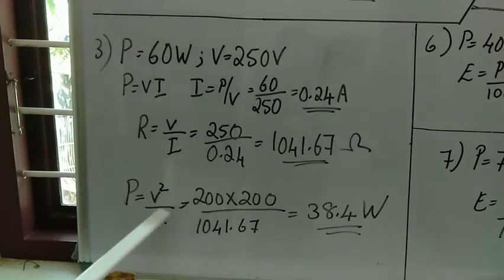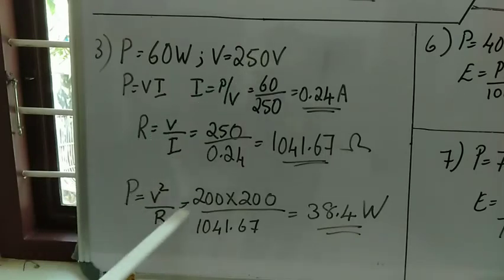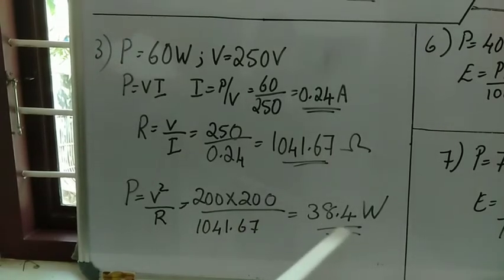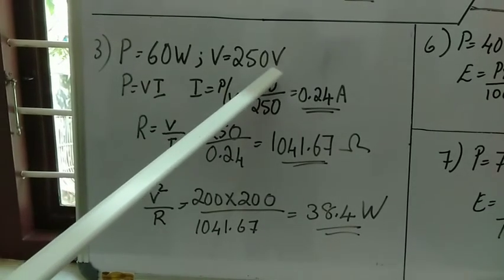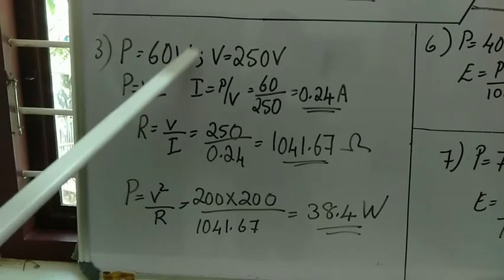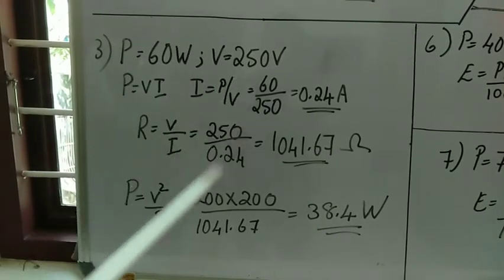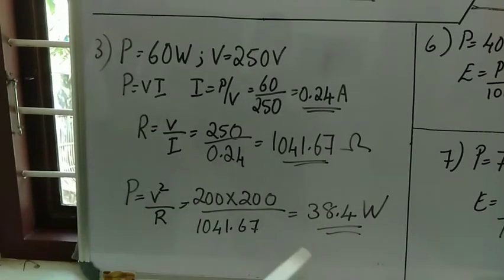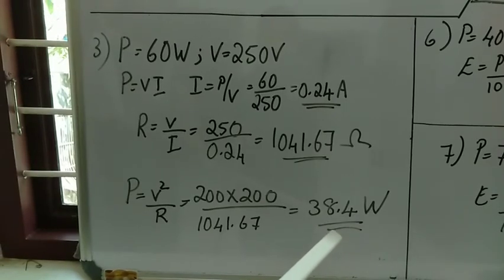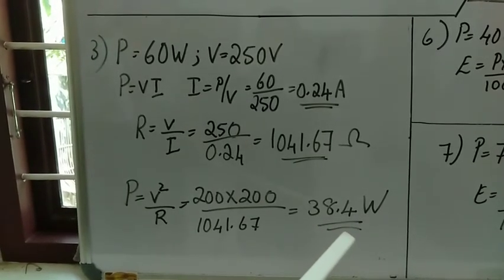Here V is 200, not 250, because line voltage reduced. So according to that voltage, with how much power the bulb will glow. So 200 square by 1041.67, you will get 38.4 watt. So here you can see when the voltage is 250, the bulb is glowing with 60 watt. That means the brightness will be more. But when the voltage drops to 200, the bulb is only glowing almost half, 38.4 watt. So the brightness will be less when the voltage reduces.